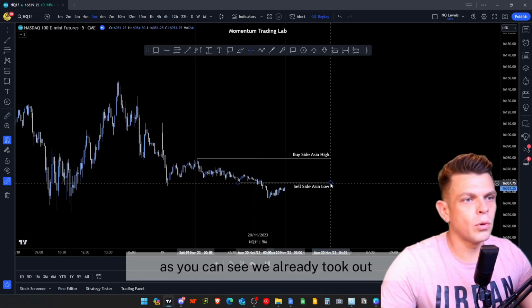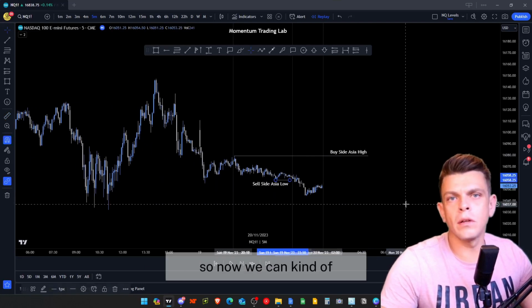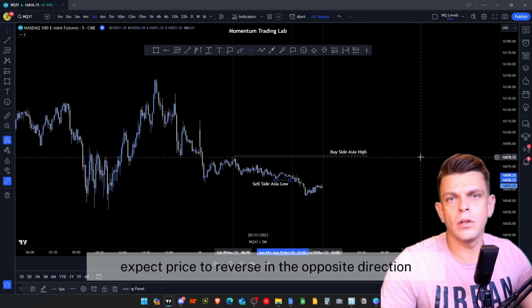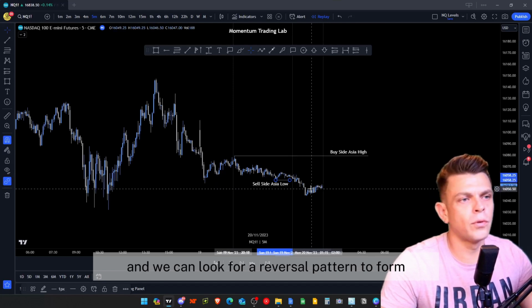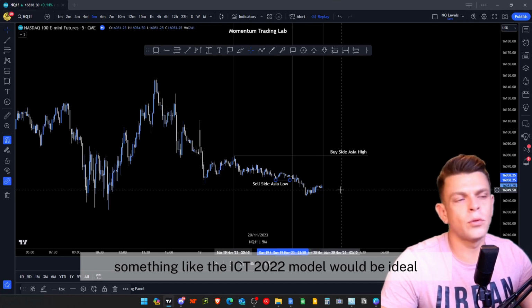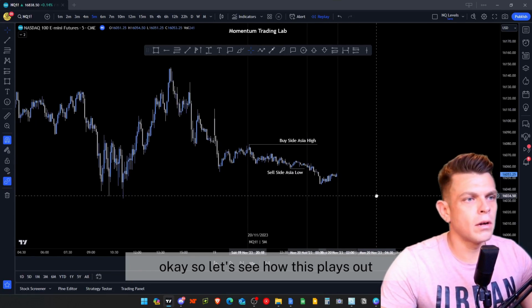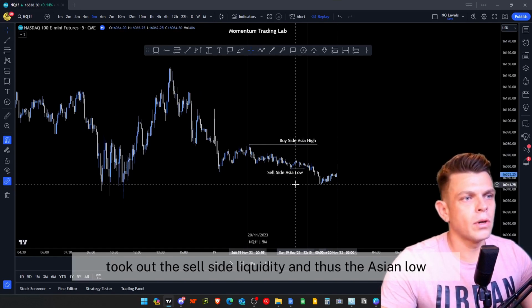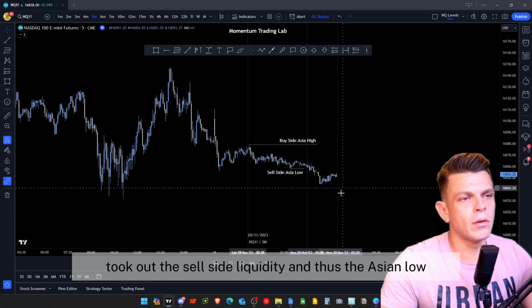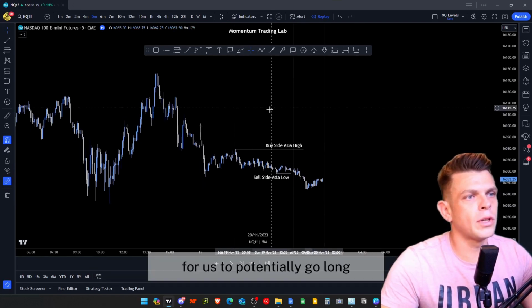As you can see, we already took out the sell side, or the Asian low. So now we can expect price to reverse in the opposite direction and we can look for a reversal pattern to form. Something like the ICT 2022 model would be ideal. Okay, so let's see how this plays out. We know that price action already took out the sell side liquidity and thus the Asian low, so we are looking for a reversal pattern to print for us to potentially go long.